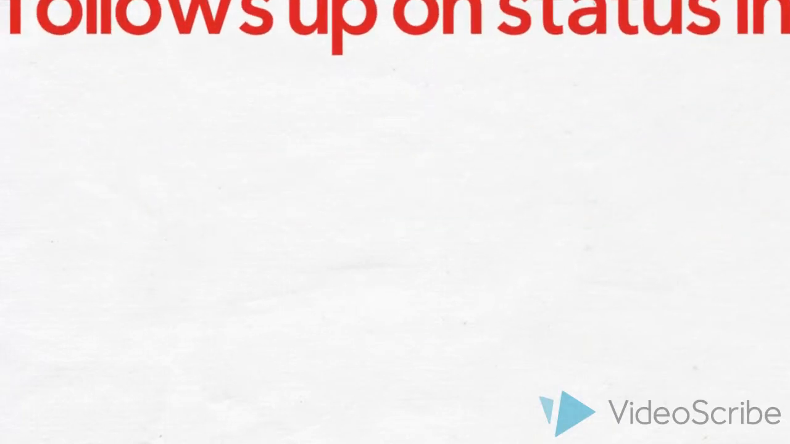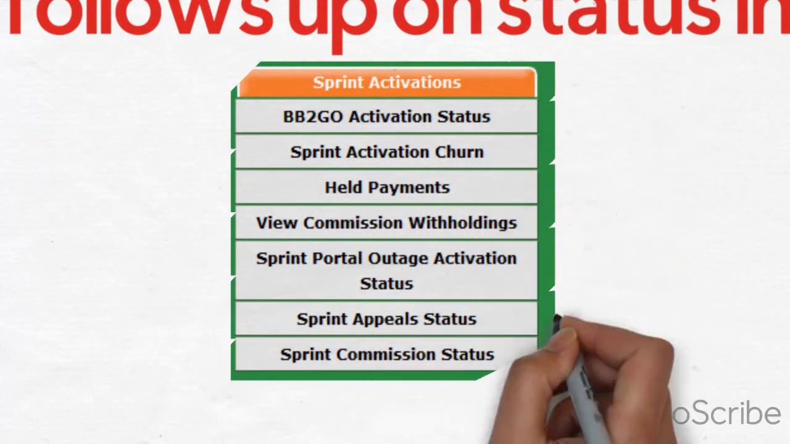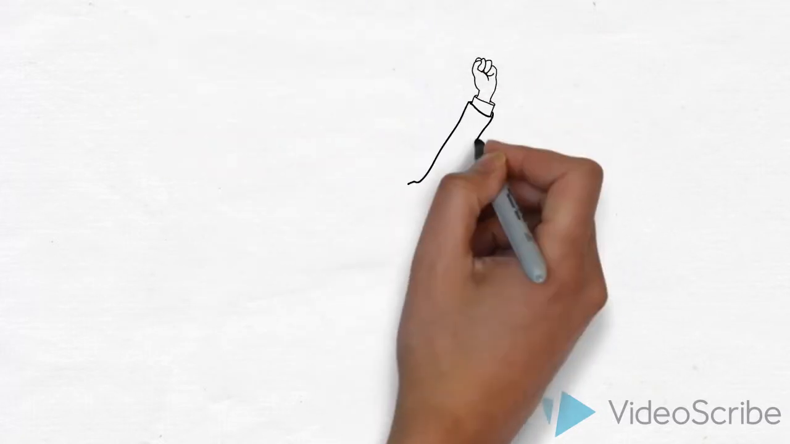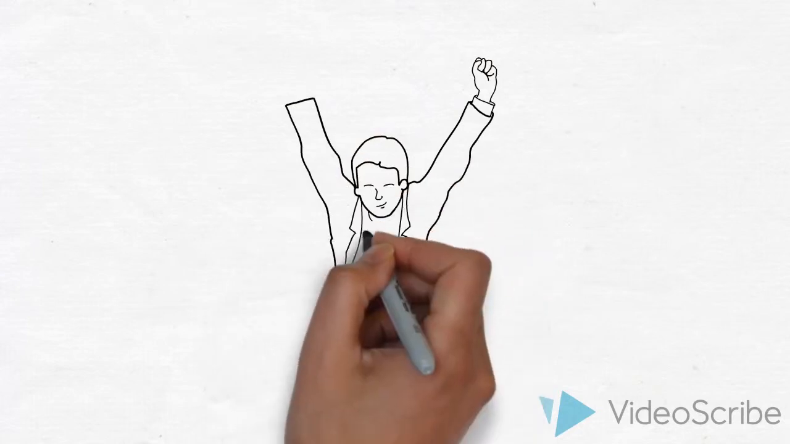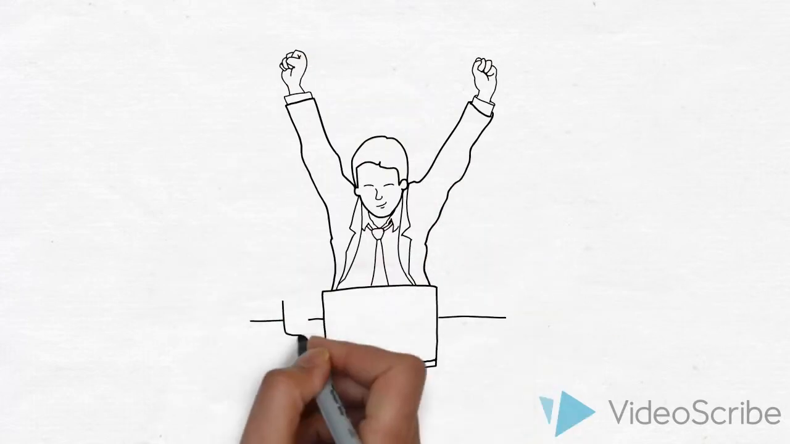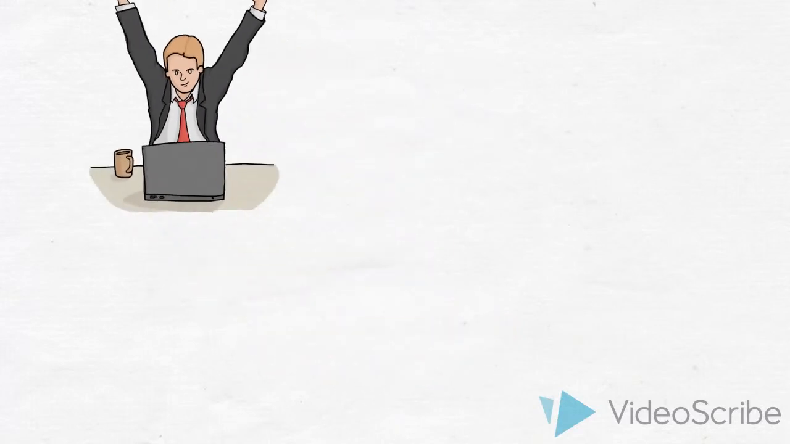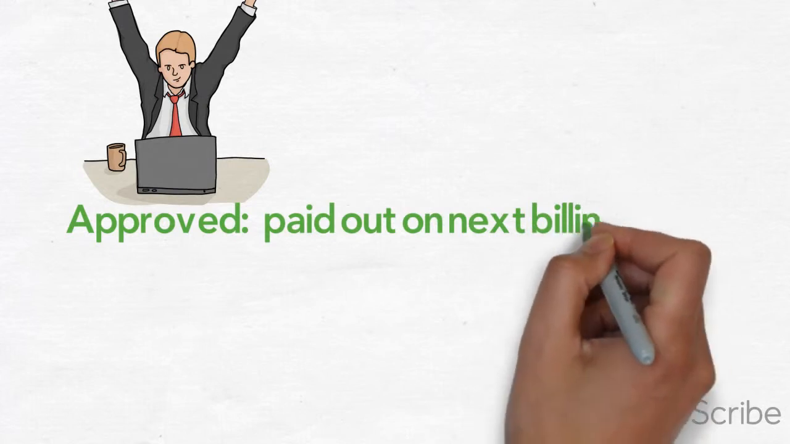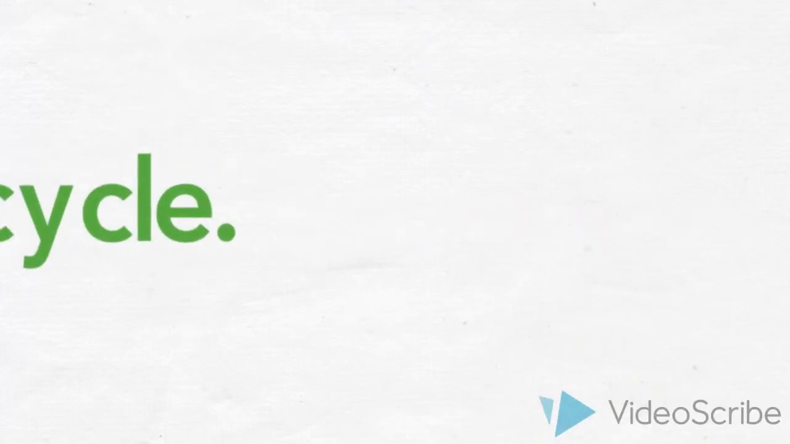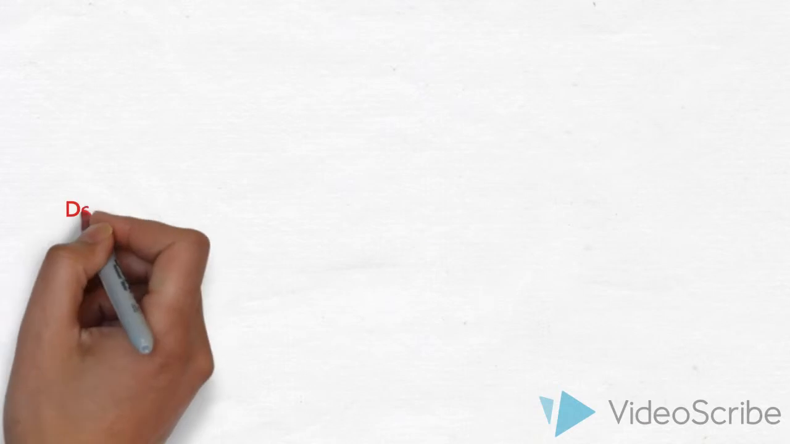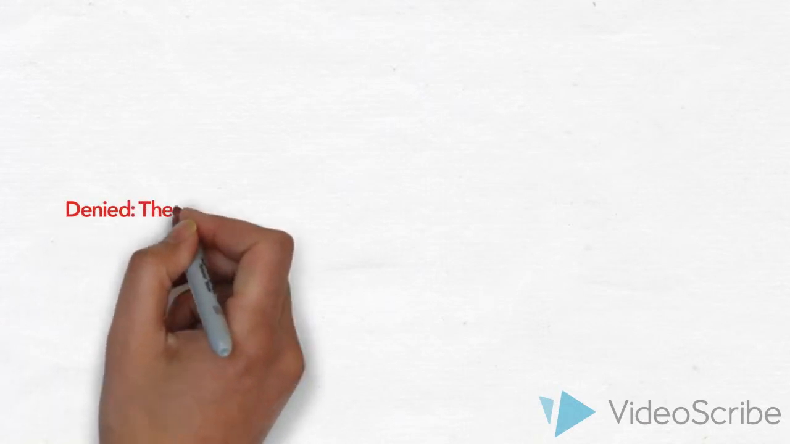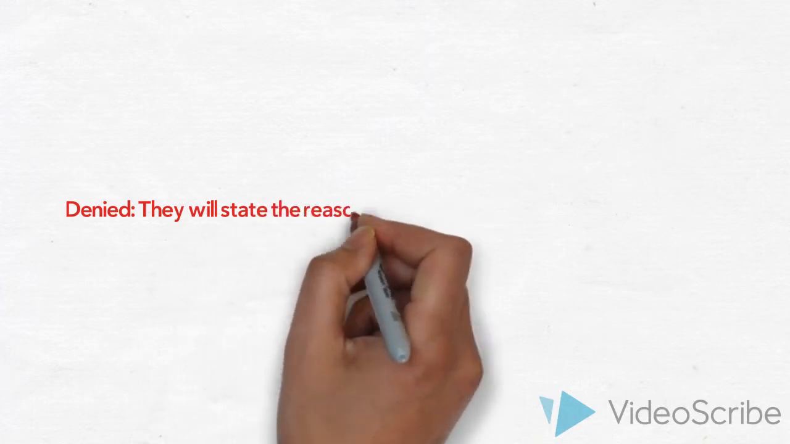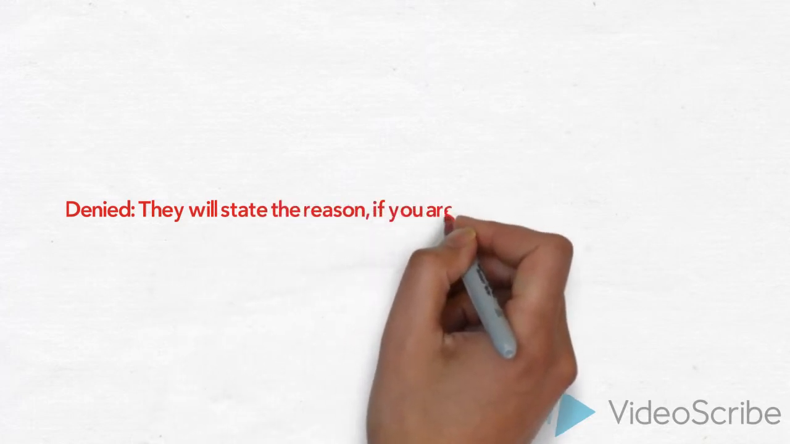The dealer needs to follow up on the status of their appeal, and the way they're going to do that is they're going to access the Reports tab under Sprint Appeal Status and generate a report, and it's going to give them information. It's going to be saying approved, pending, or denied. If approved, the commission will be paid out on the next billing cycle. If denied, it will state the reason why the dealer's not receiving that commission.